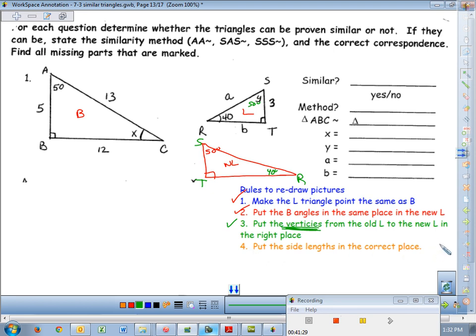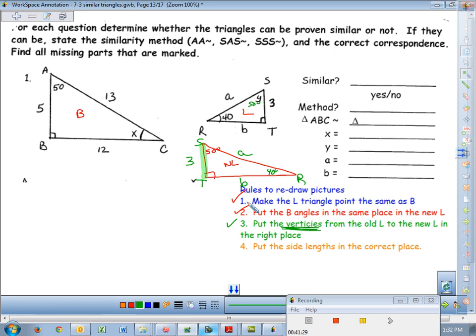I'm now going to take this new little and find all the side lengths. Right here, highlighter, S to T. Do you know how long it is from S to T? How long is it? It's 3. So I'm going to put a 3 right there. Right here, isn't this S to R? How long is it from S to R? A. And R to T, how long is it? B.